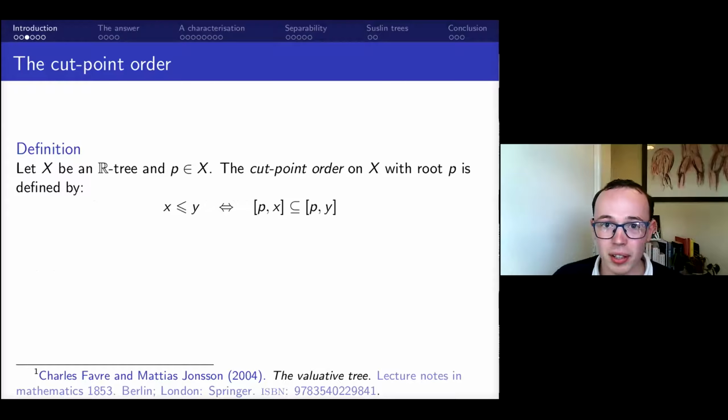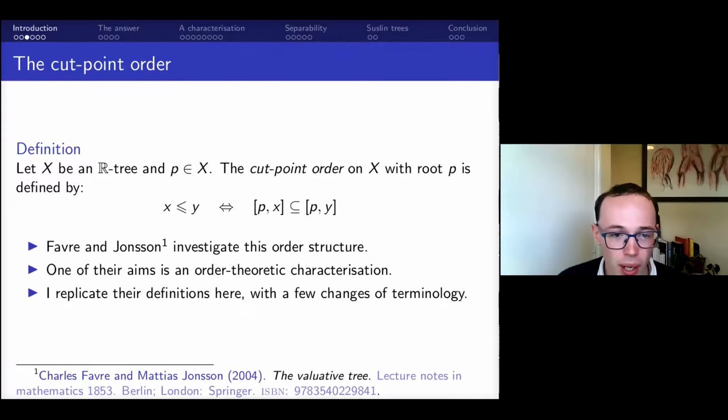All right, so we have this cut point order here. Well, in 2004, Favre and Jonsson published a monograph called The Valuative Tree, which investigates lots of different things. But in particular, they're looking at this order structure which arises from R trees. And one of their aims is to find an order-theoretic characterization of the types of orders that can arise as cut point orders of R trees. So in order to follow their discussion and lead to the main question, I'm going to replicate their definitions here with a few changes of terminology.